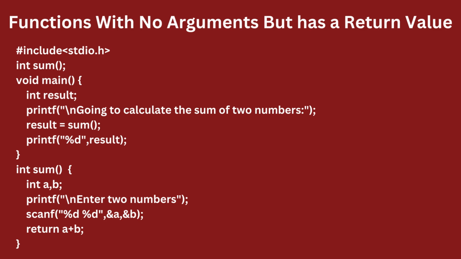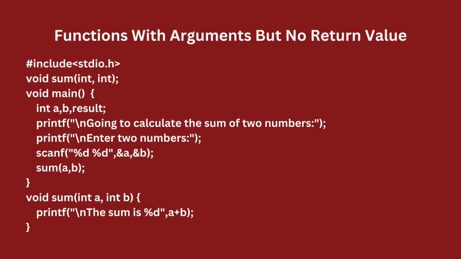Next way of calling a function is the function with argument but no return value. Before, what we saw: without argument and without return value. Here the function has the argument but there is no return value.